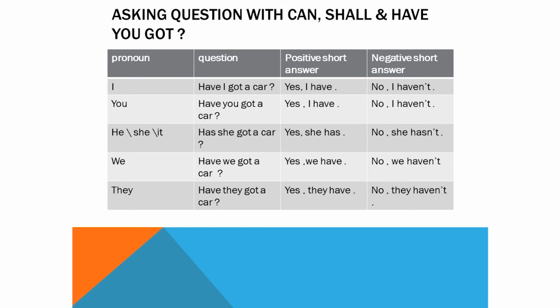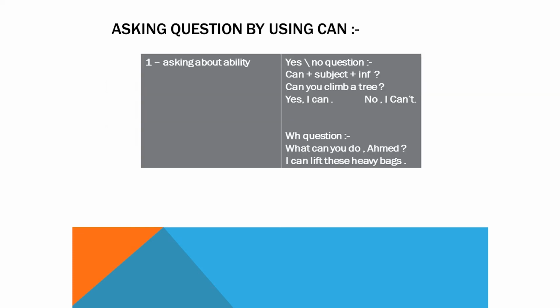For example, have I got a car? Yes, I have. Have I got a car? No, I haven't. Have you got a car? Yes, I have. No, I haven't. Has she got a car? We notice here that we used has instead of have because we have she pronoun. She pronoun is a singular noun, so we used has. Yes, she has, or no, she hasn't. Have we got a car? Yes, we have, or no, we haven't. Have they got a car? Yes, they have, or no, they haven't.